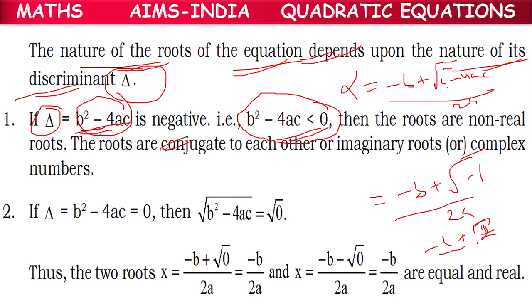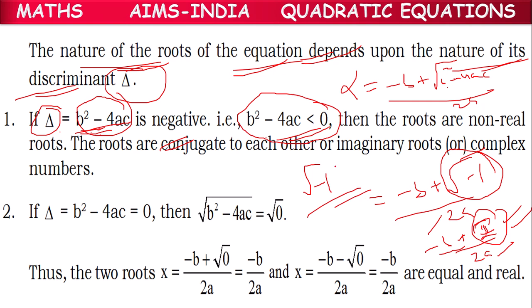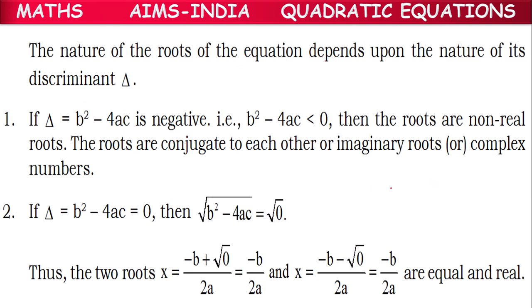So root of minus 1 is an example of an imaginary number i. Minus b plus i by 2a, where minus b and 2a are real numbers and i is an imaginary number. That means there is no such number as root of minus 1 in the real numbers. So it is not real. It is called an imaginary number. So the roots will become non-real. If the discriminant is less than 0, the roots will become imaginary.